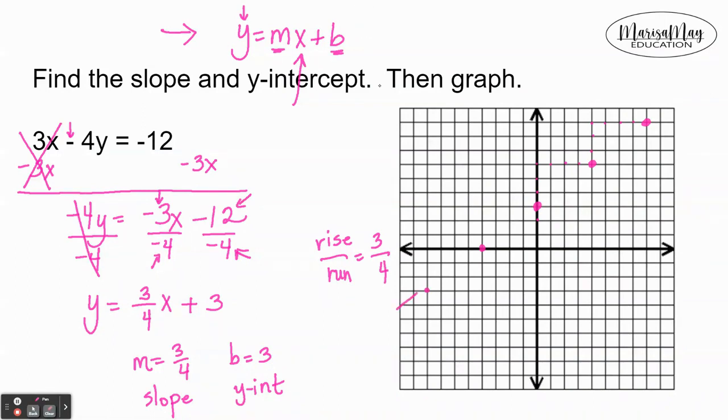Now, because I'm drawing this digitally, my line's not going to come out very straight. That's okay. You get the idea of why I needed the y-intercept, which would tell me where to start, and then the slope would tell me how far to go up and over.